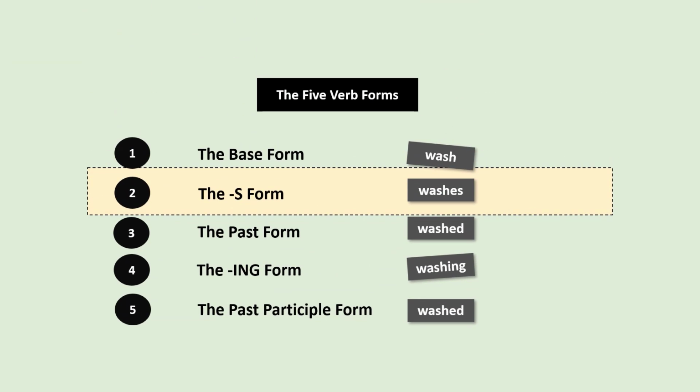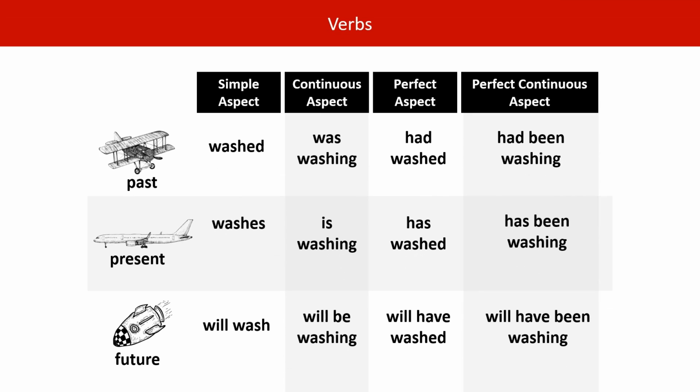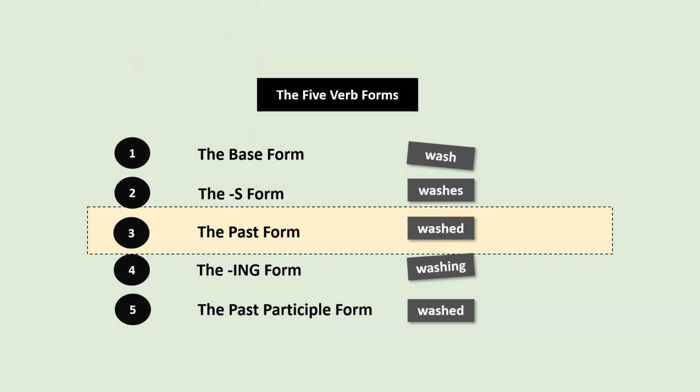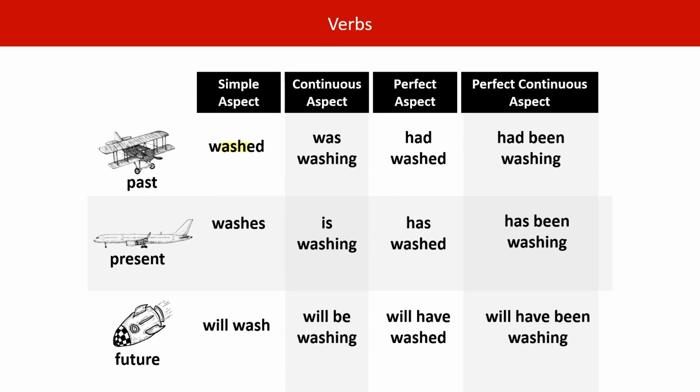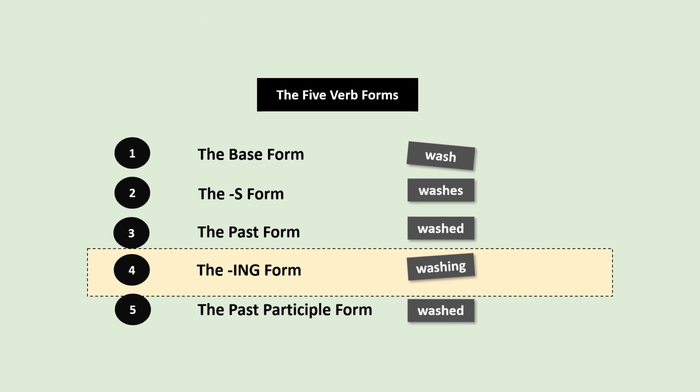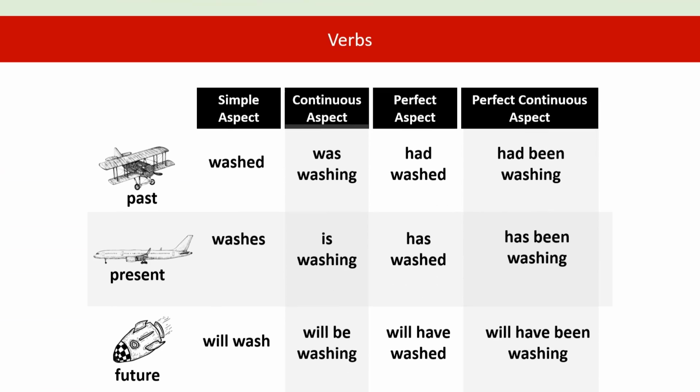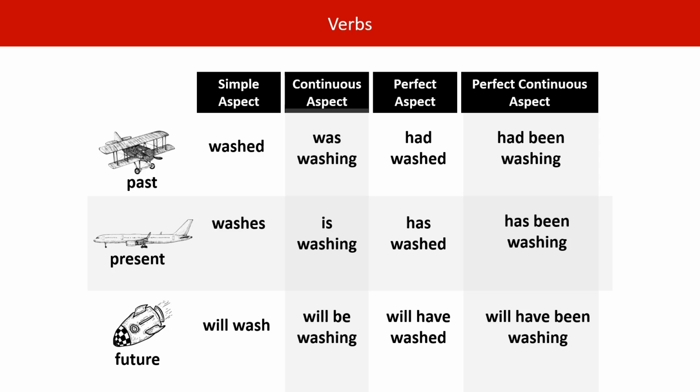Next, we'll look at the S form. And in this grid, the S form is only used once, in the present tense. Next, the past form, and the past form is also only used once in this grid. Next, the ing form. The ing form is used 6 times. It's used in the continuous aspect and it's used in the perfect continuous aspect.